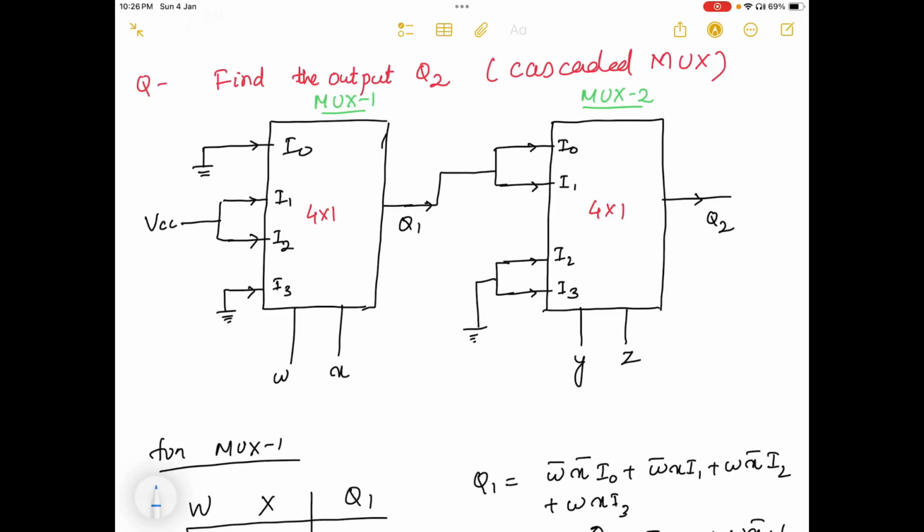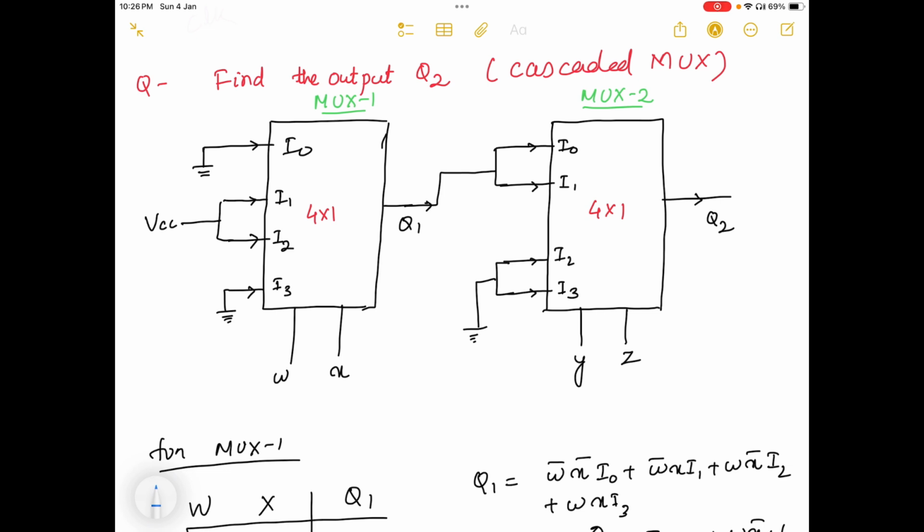Today we are going to discuss another numerical on the multiplexer. This is a very important numerical from your exam point of view. Today we are going to discuss cascaded mux, that means one mux output is fed to another mux input.